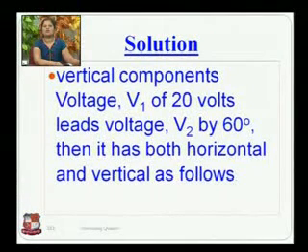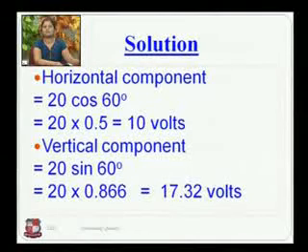Now the components for voltage V1: the magnitude of it is 20 volts and it leads voltage V2 by 60 degrees. Then it has both components, because it is not on the coordinate axis, it is between these two axes, so it has both the horizontal component as well as the vertical component.